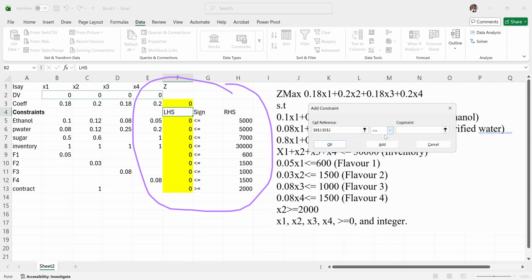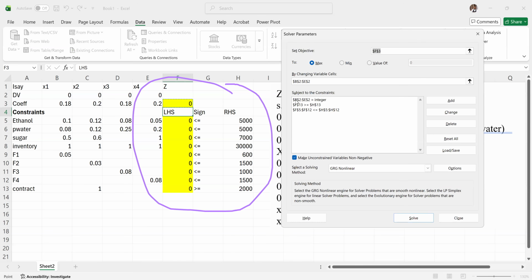And then here, you choose this sign and select integer, because we said that we want the decision variables to be integers. So I just highlighted all the decision variables and then I click the arrow and select int. Int means integer. And that's it. So do that one and add it to the constraint and click OK. You can see that this constraint has integer in it.